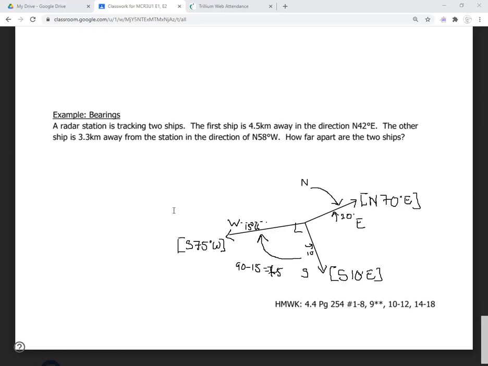It's the back of the second piece of paper. Sorry about that. Back of page 2. All right.